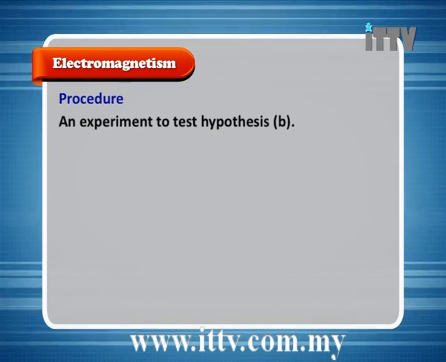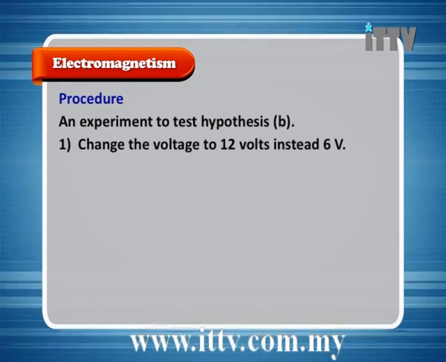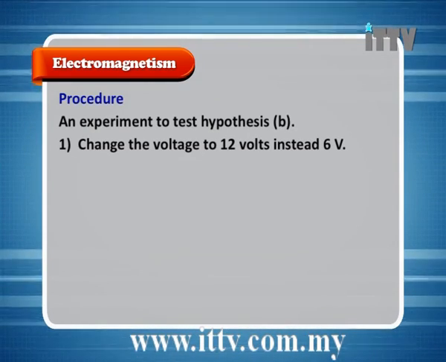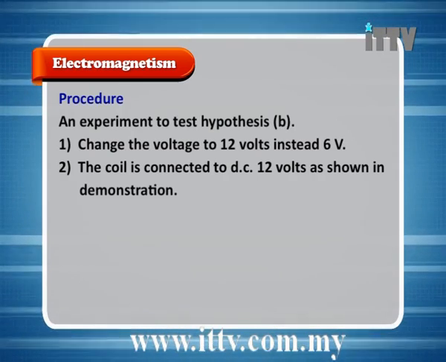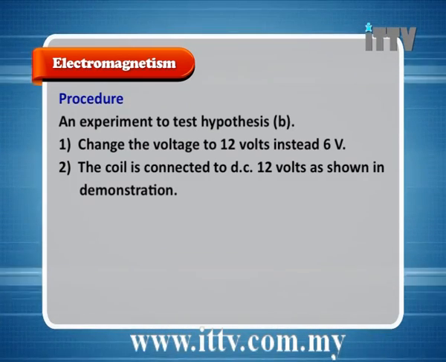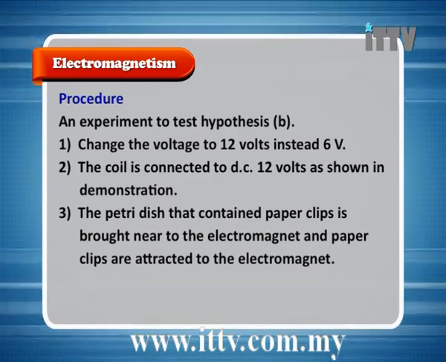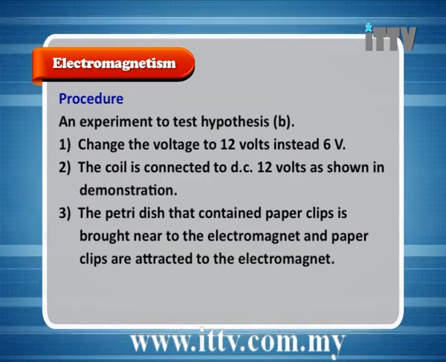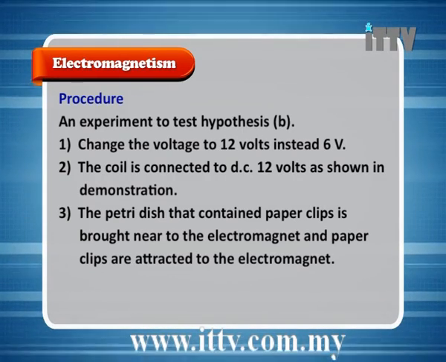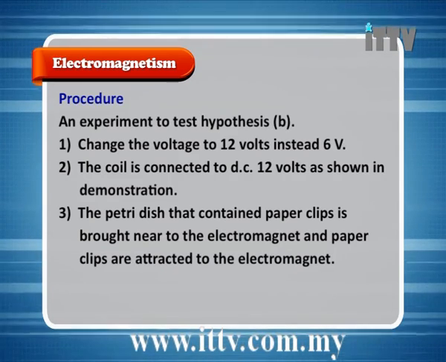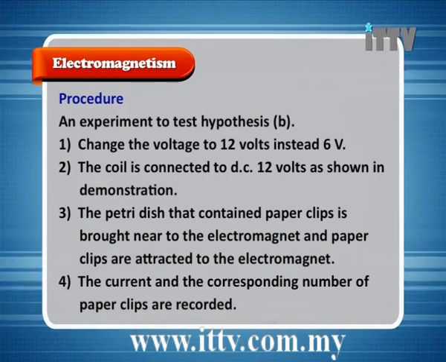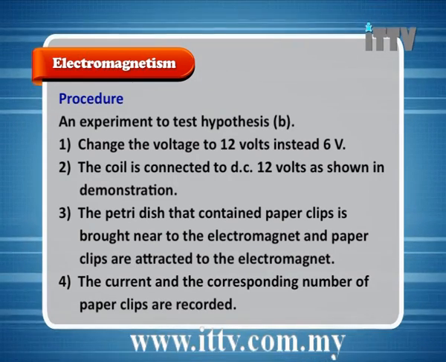For experiment B, change the voltage to 12 volts instead of 6 volts. The coil is connected to DC 12 volts as shown in the demonstration. The petri dish that contains paper clips is brought near to the electromagnet, and paper clips are attracted to the electromagnet. The current and the corresponding number of paper clips are recorded.